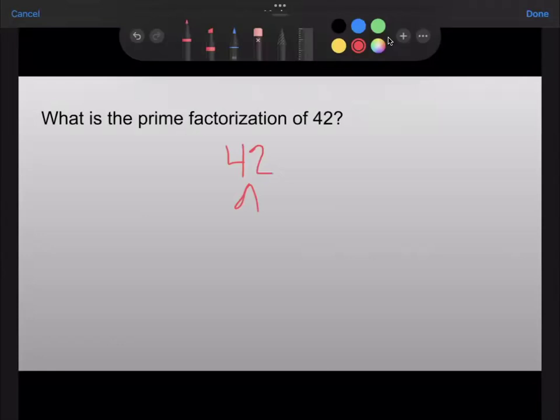So that's the one I'm going to use because that's the one I think of the most when I see 42, 6 times 7. Okay, well, 6 is not a prime number because I can do 1 times 6, but I can also do 2 times 3. So I'm going to go ahead and break that down to 2 times 3. Now, 7, I cannot break down any further. The only way to multiply and get 7 is to do 1 times 7, making it a prime number. So I'm going to circle that one.